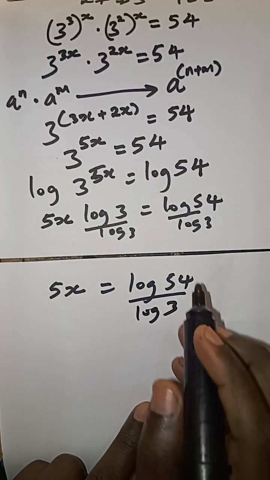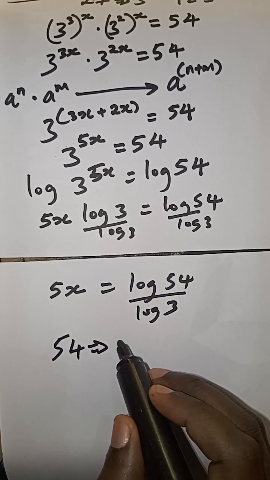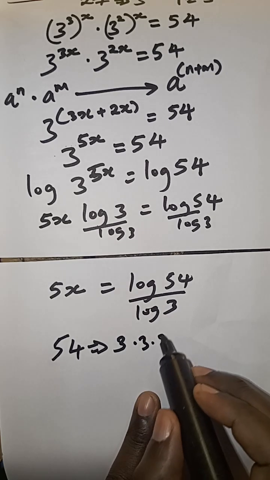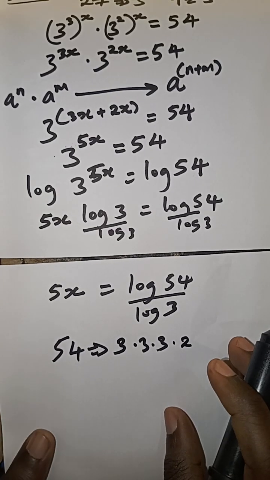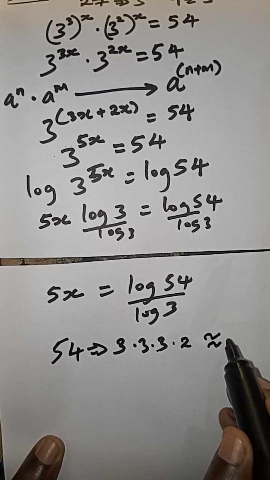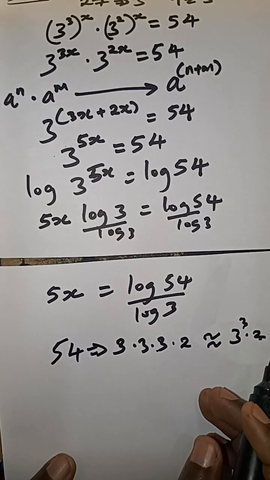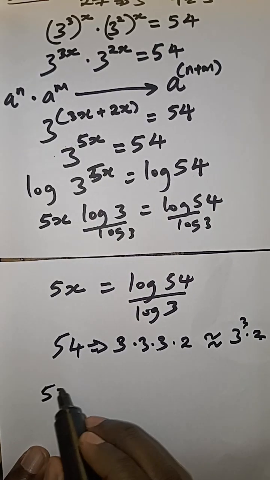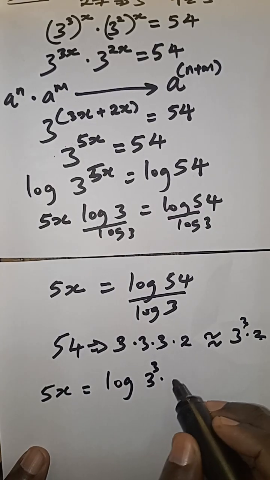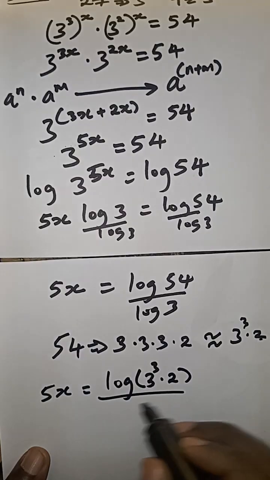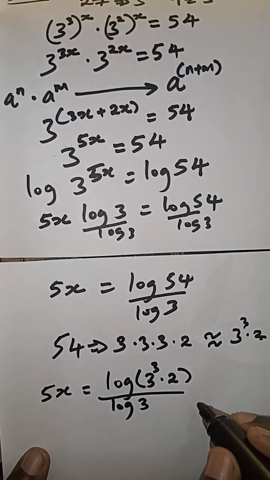Next step, I'm going to find the factors of 54, and I know that 54 is the same as taking 3 by 3, which is 27, multiplied by 2, and this is the same as taking 3 to the power 3 multiplied by 2. So I have 5x is equal to the log of 3 to the power 3 multiplied by 2, divided by the log of 3.